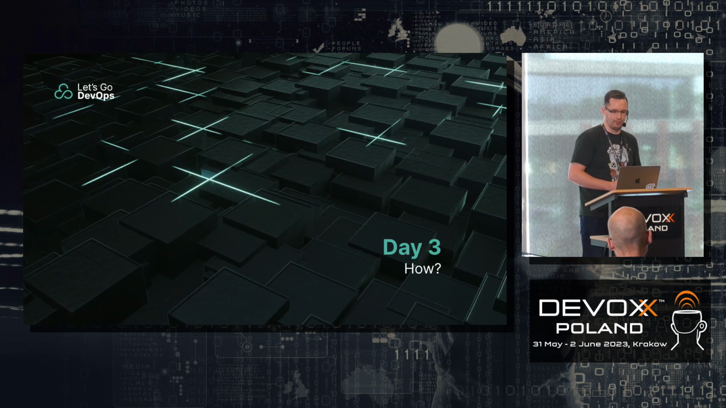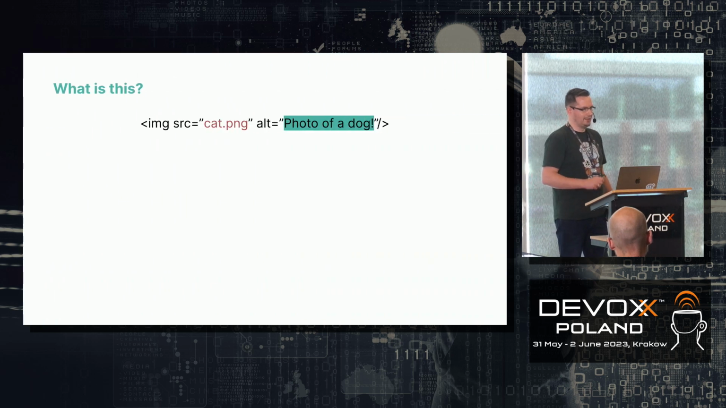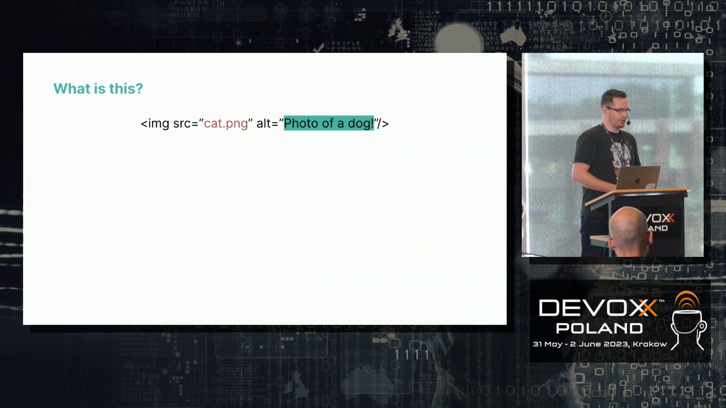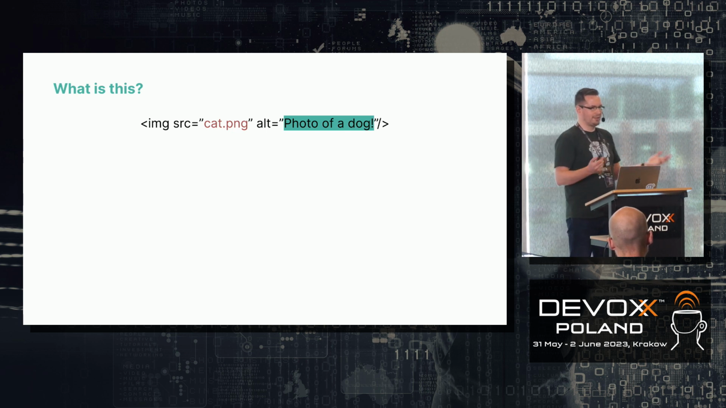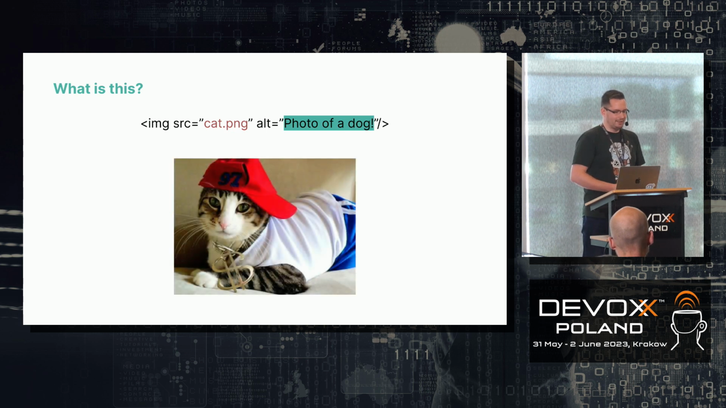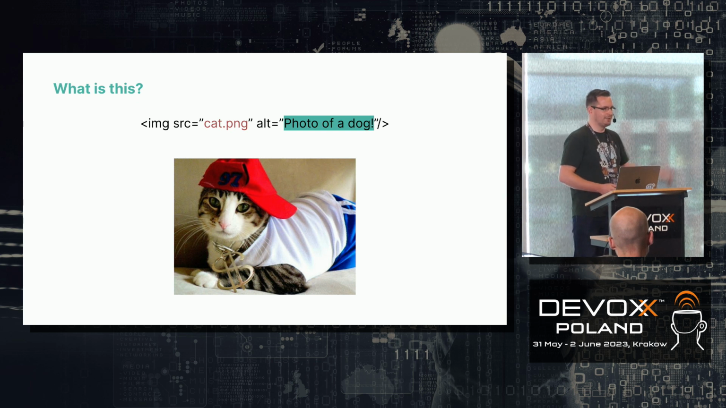Now, day number 3. So, stepping up the game. And in here, I have an additional question for you. This is part of my code. So it says it's a cat PNG, photo of dog, and to make it a little bit more complicated, that's how it shows in browser. Now, the question for you is, whether it's a cat, hands up.